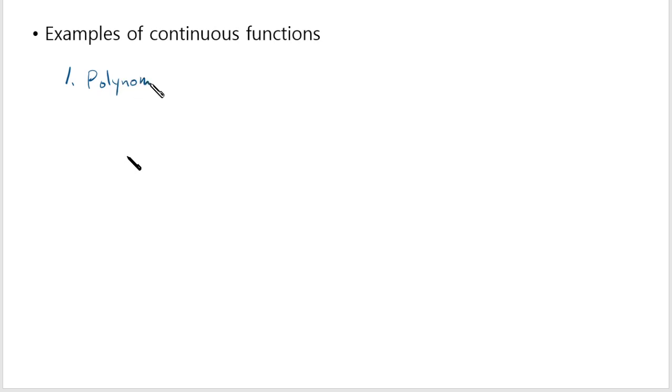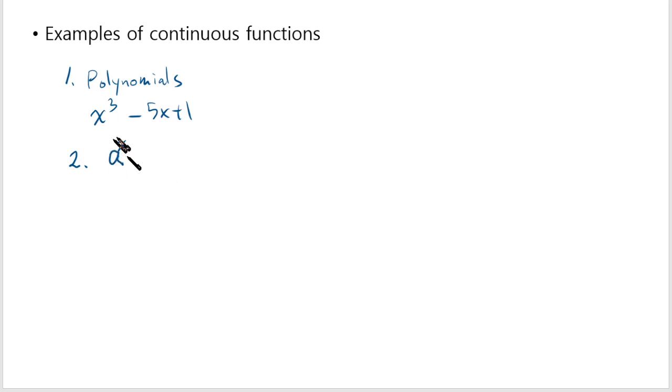Polynomials are always continuous. Okay, so think about something like x cubed minus 5x plus 1. That's a polynomial, right? If you draw the graph, you'll see that it's always connected. Another one would be exponential functions, a to the power of x, right?